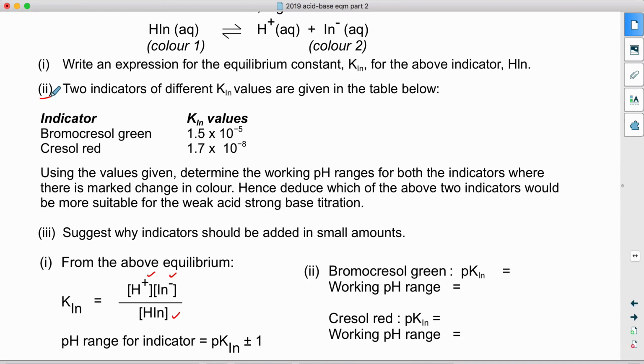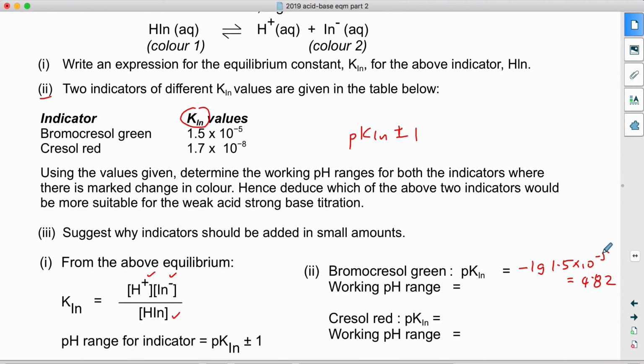Two indicators of different Kin values are given, bromocresol green and cresol red. Using the values given, determine the working pH range for both indicators where there's a marked color change. In order to find the working range of the indicator, we're going to use the formula pKin plus or minus 1. So let's look at bromocresol green. Since the Kin value is given, pKin equals minus log of 1.5 times 10 to the power minus 5, and this will give you a value of 4.82.